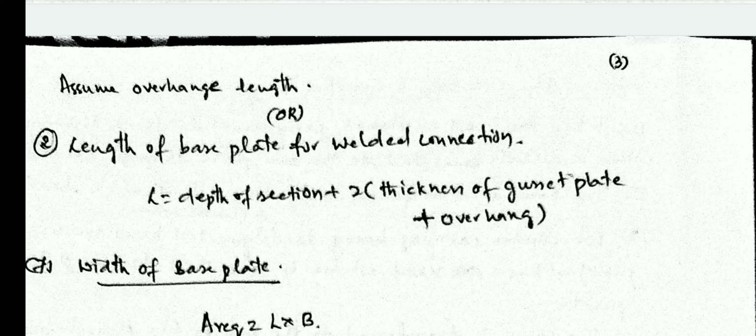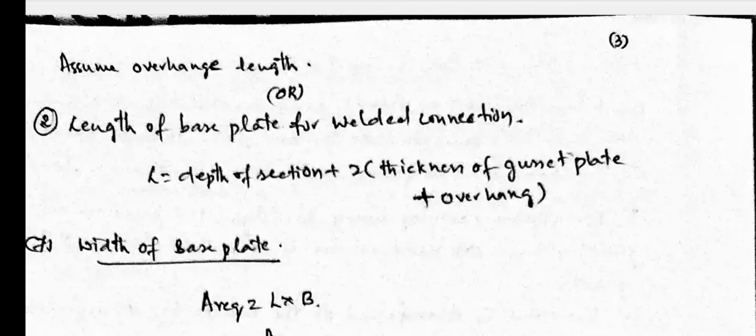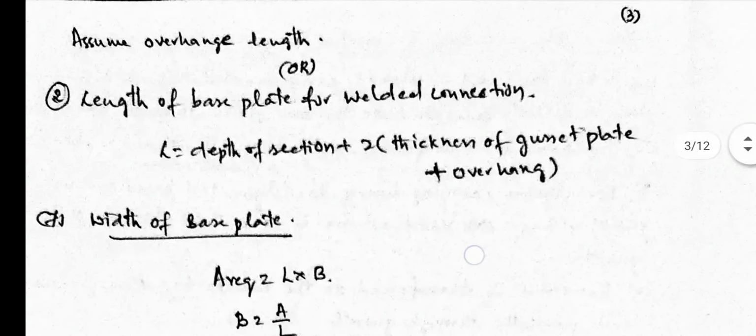If you go for welded connection, we do not require any gusseted angle. If the gusseted angle is not required, the length will change, the formula of length changes. So depth of this section plus 2 into thickness of gusseted plate plus overhang. So there is no length of the angle section, because directly we can weld the I section, cover plate and gusseted plate to the base plate, so no need of any angle section. Okay, so after calculating this we have to go for the width of the base plate.